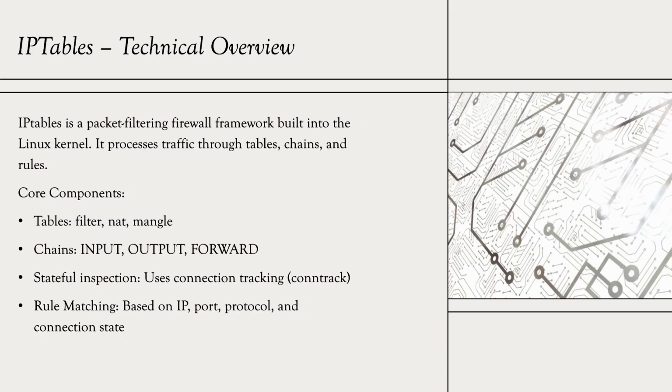iptables technical overview. iptables is a packet filtering firewall framework built directly into the Linux kernel. It processes traffic using tables, chains, and rules. Common tables include filter and NAT, and traffic is evaluated through chains such as input, output, and forward. iptables uses connection tracking to perform stateful inspection, allowing it to distinguish between new, established, and invalid connections.